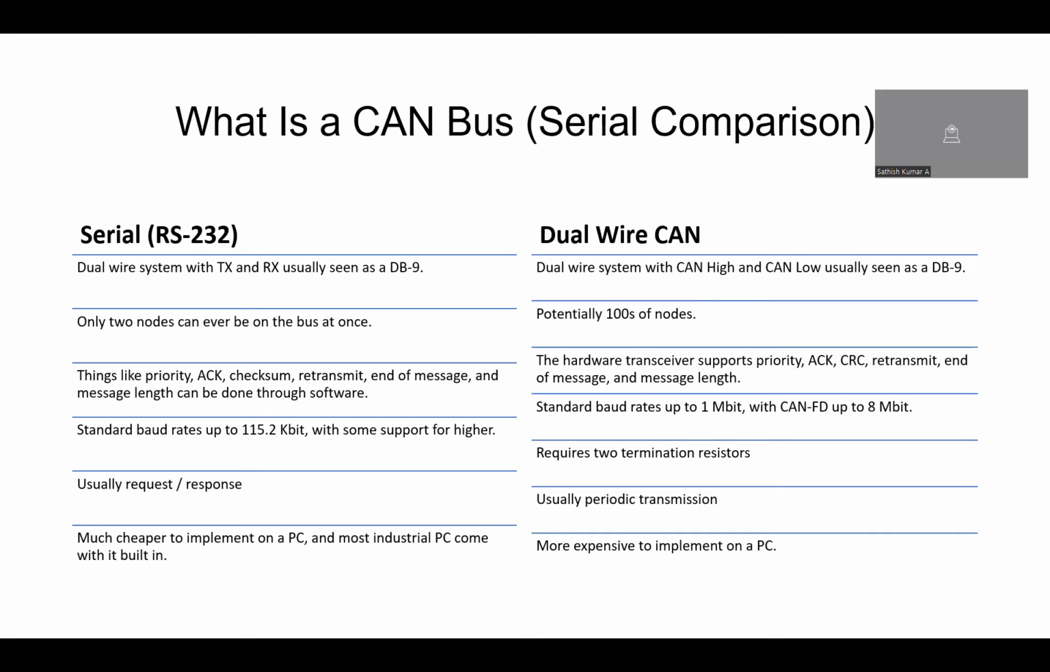In CAN, when we have a long cable length, we have to use termination resistors to maintain the impedance over the network. The termination resistors are connected in parallel across CAN high and CAN low.